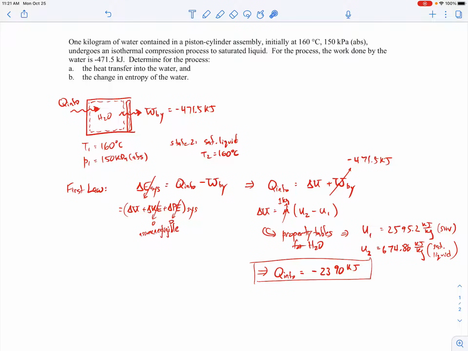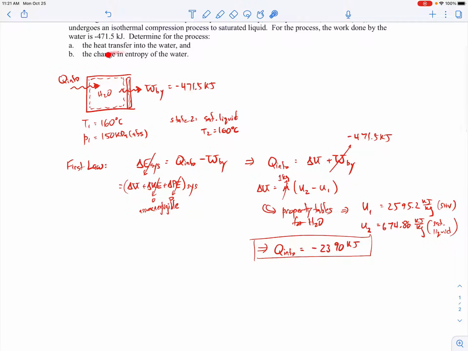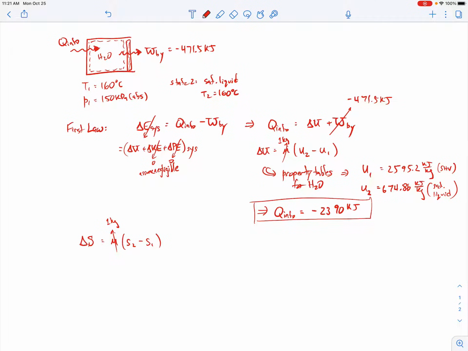Okay, let's go ahead and work on the second part, the change in entropy of the water. This one's pretty straightforward. The change in entropy will just simply be the mass times the change in specific entropies. Again, we know the mass is 1 kilogram. And we can look up the values for the specific entropies, so we can use the property tables for that.